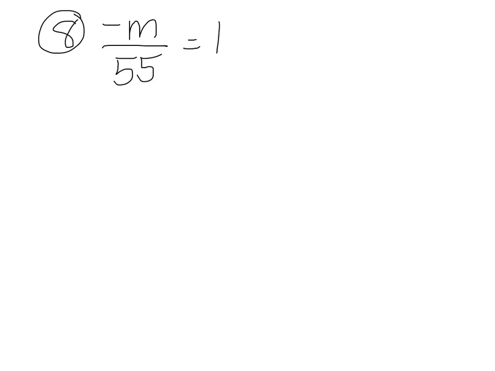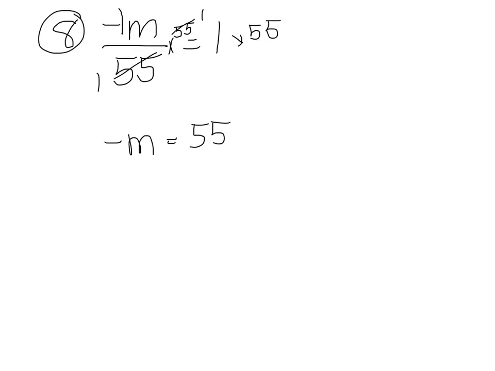All right, now I have this one. This one's going to require a little bit of extra work because we have a negative 1 in front of the m, and we have divided by 55. So we have negative 1 times m, and we have a divided by 55. So my first step is I'm going to multiply both sides by 55. Again, that's going to cross off, make a 1, make a 1. So I'm left with negative m equals 55.